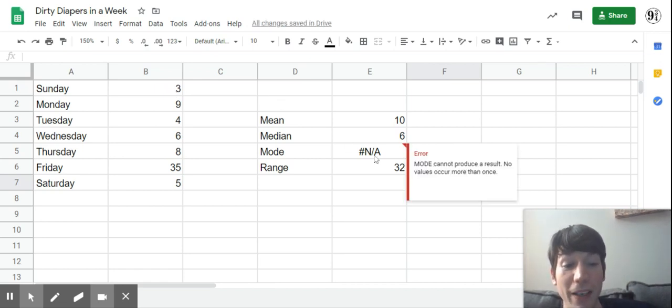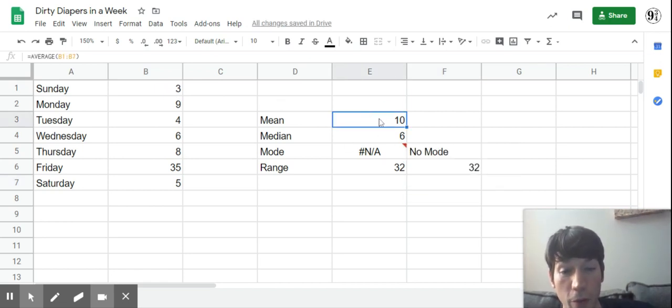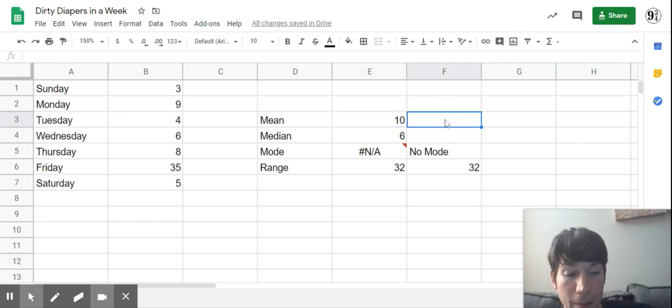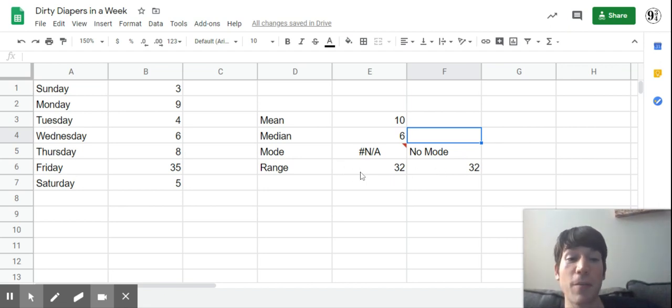So to go back, just to remind you what to do here. For the mean, you're always going to type in equals, and you're going to start typing the word average. Always works for the mean. For median, you're going to write equals and then median. For mode, equals and then mode. And I showed you two different ways that you can find the range. You can either use maximum and minimum and subtract those, or you can just find what is the biggest number minus what is the smallest number.